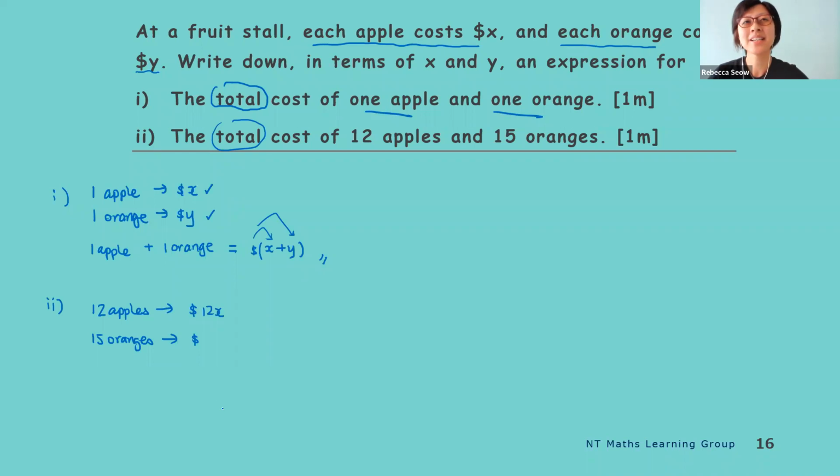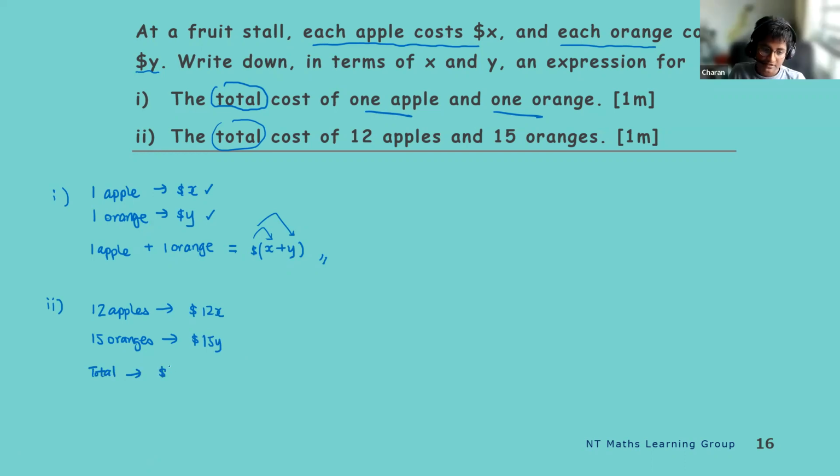Tonight I'll upload this. Yeah, so 15 oranges, what would the cost be, if one orange is Y? 15y. Yeah, that would be 15y. Okay, and to find the total cost, that would be 15y plus 12x. So I'll put down 15y plus 12x.